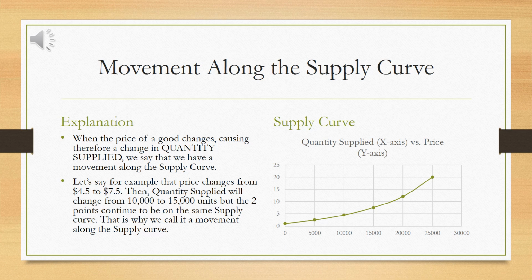Let's say, for example, that price changes from $4.5 to $7.5. Then, quantity supplied will change from 10,000 to 15,000 units. But the 2 points continue to be on the same supply curve. That's why we call it a movement along the supply curve.